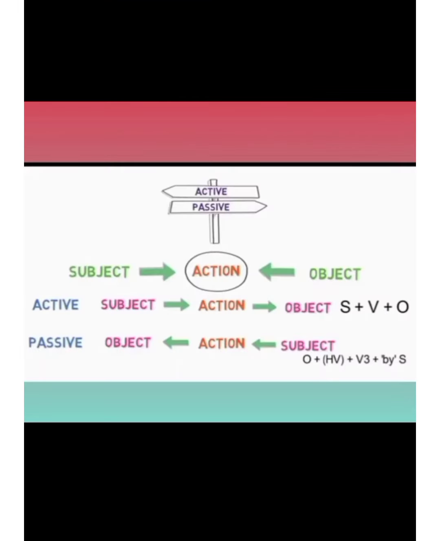So children, in active voice, the subject does an action on the object. So subject, verb, object, subject plus verb plus object. And in passive, action is done on the object by the subject. Here, what will be the structure? As I told you, object plus verb plus subject. One more thing you keep in mind, that after the object there will be a helping verb, then the third form of the verb will be there, and most of the time we add by, then the subject. Okay.